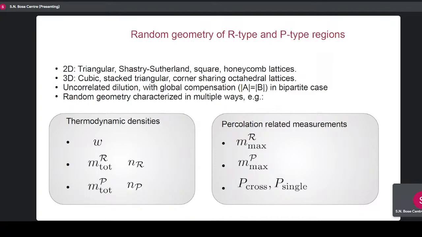And then we look at things that relate to the large scale structure. The dilution is always above the percolation threshold. So when I dilute the lattice, if you just look at the geometry of the lattice, there's one large connected component that contains essentially all the sites. Right? You're well below the percolation transition, the geometric percolation. But there is a different kind of percolation phenomenon, and to see that, we look at the largest R-type region and its mass density, the largest P-type region and its mass density, and the probability that a single region spans or crosses or wraps on a torus. Okay. So we just monitor all of these.